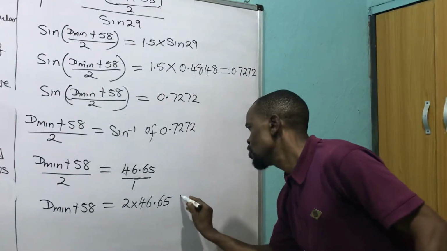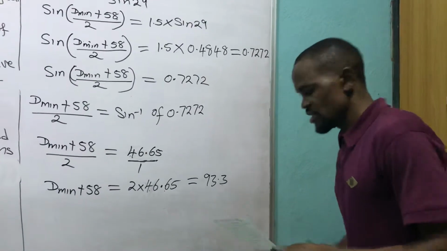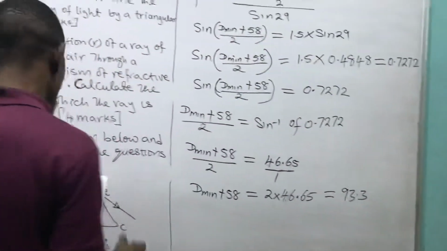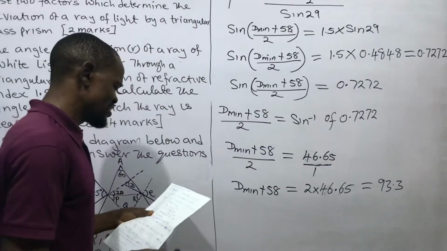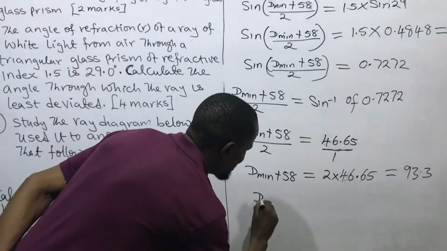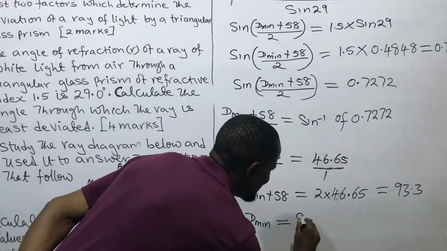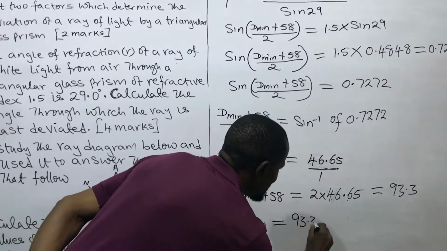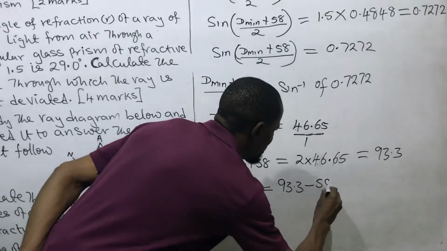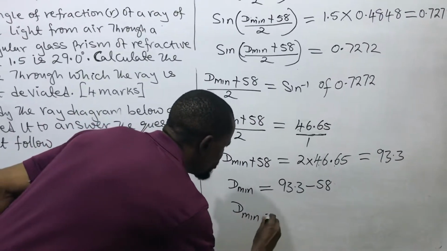46.65 times 2 will give me 93.3. That's what it gave me. Now, since it gave me that, and I will have that my dim, making it subject of formula, I will have that dim is equals to 93.3 minus 58, and that gives me my dim, which they asked me: minimum deviation.